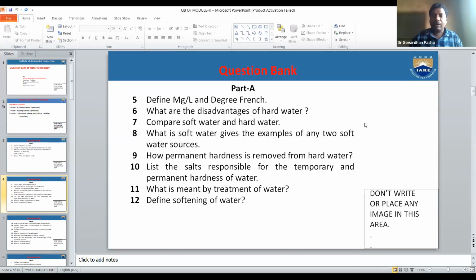Next, what is soft water? Give examples of any two soft water sources. Rainwater, sir. Very good, amma. Rainwater is an example of soft water.